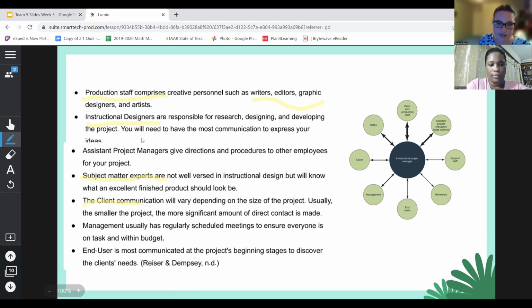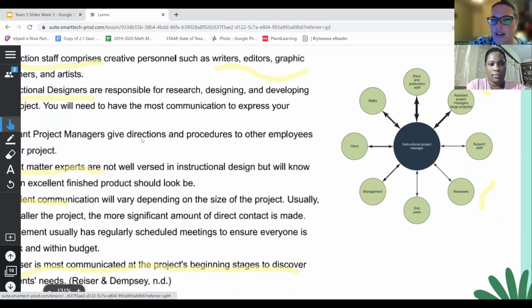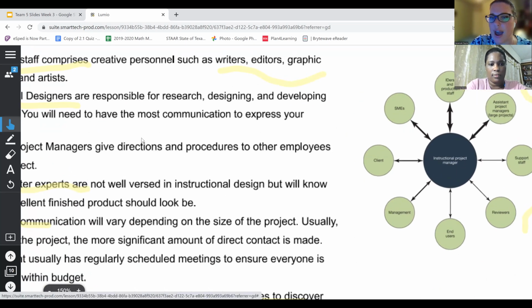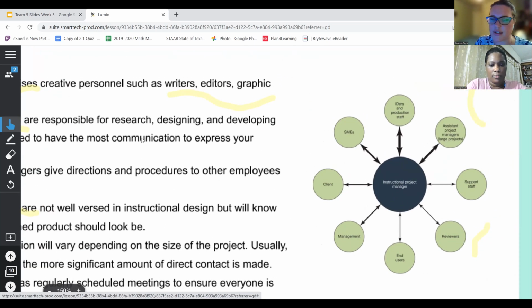Management usually has regular scheduled meetings. And then the one that kind of took me by surprise a little bit as I was reading this, I didn't really think about it that much, but you're going to want to talk to your end user at the beginning. It should be a beginning user instead of an end user. But the end user is going to provide you with the information that you are going to need to be able to actually make a valid project.